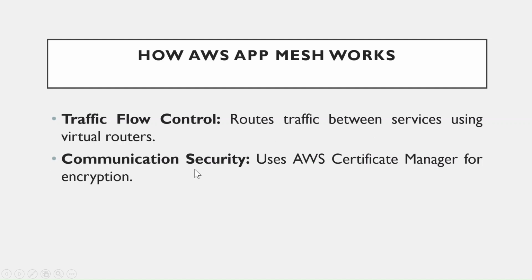Next one is communication security. So App Mesh uses AWS Certificate Manager for encryption. App Mesh keeps your data safe as it moves between services by encrypting it. It uses a tool called AWS Certificate Manager to handle the encryption. So your services can communicate securely without needing extra setup.